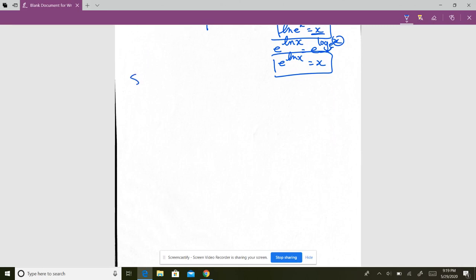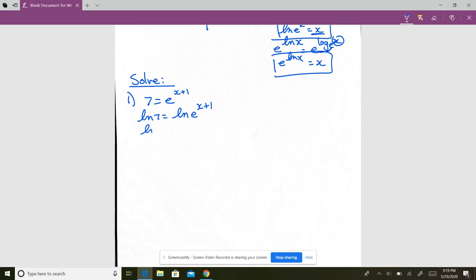We're solving. So, two simple questions. I have 7 is equal to e to the x plus 1, and I ask you to solve for x. You have two choices. You can natural log both sides.